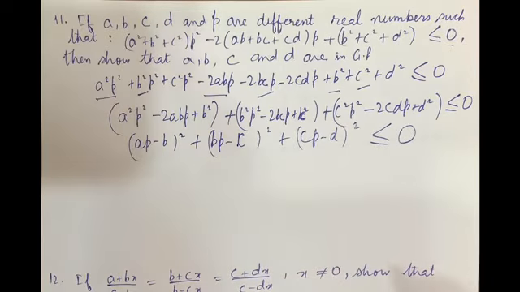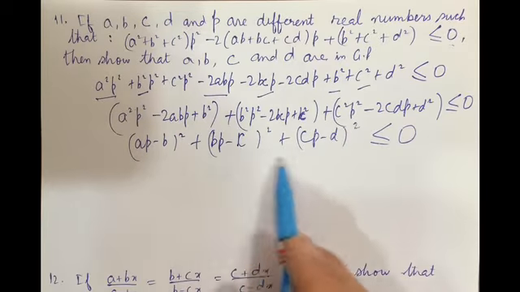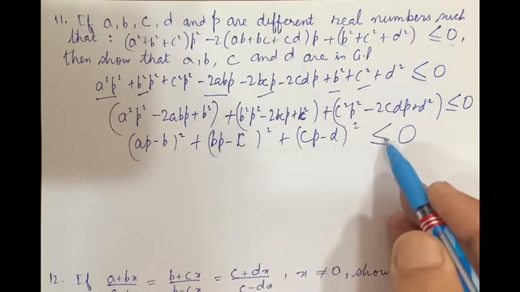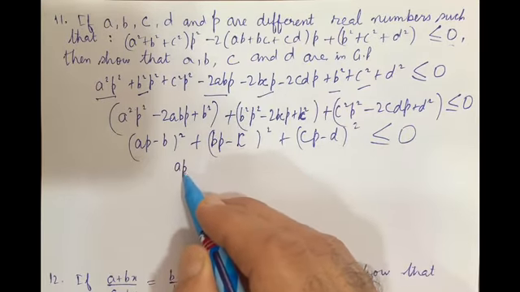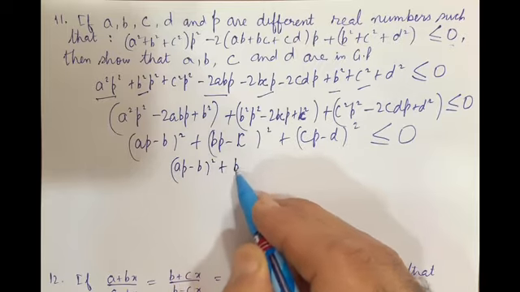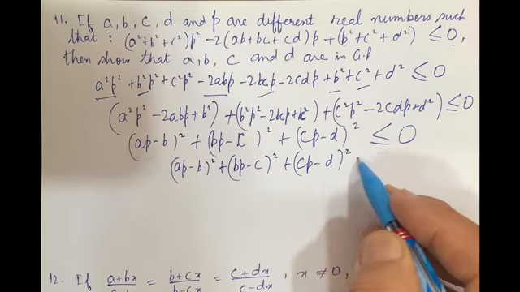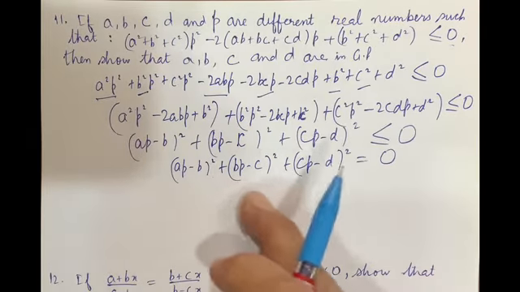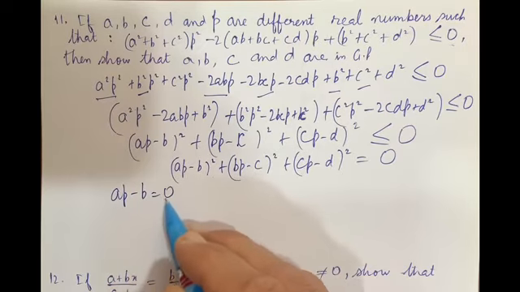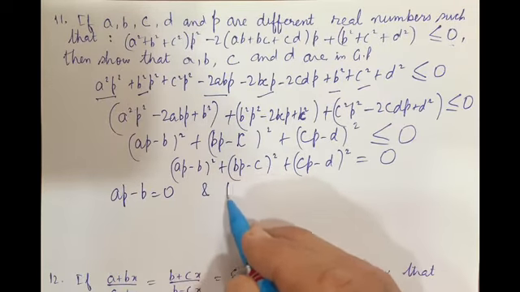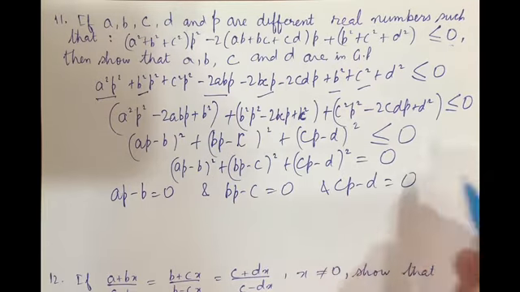The left hand side is the sum of squares of three expressions. It cannot be negative. This is less than or equal to 0, so it cannot be less than 0. Therefore ap minus b whole square plus bp minus c whole square plus cp minus d whole square is 0. The sum of squares of three expressions is 0. This means ap minus b is 0, bp minus c is also 0, and cp minus d is also 0.